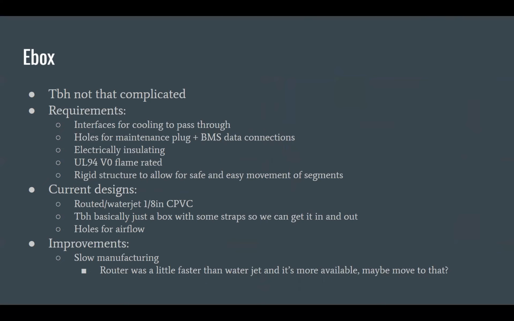Yeah, so starting with the e-box. The e-box is, I would say, the simplest thing. It has the fewest areas of improvement, and it has really the fewest complexities. Like I said, the rules and requirements for it are pretty simple. You need to have some holes so that you can get cooling in there somehow, whether that's liquid cooling in the form of tubing or cold plate, or air cooling in the form of just holes. Obviously, this year's design, since we did air cooling, we just have a bunch of holes on the side that air can blow through.